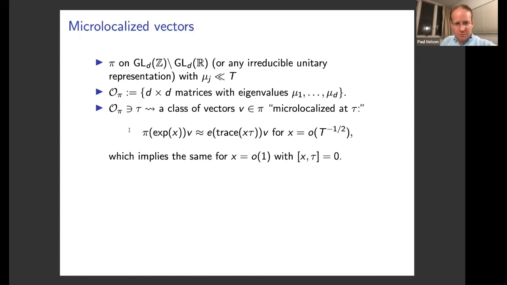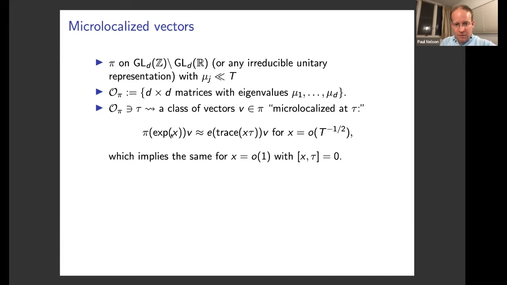So here's where it becomes a bit more informal, but let's try to parse this. Given an element tau of the coadjoint orbit, and I didn't write this, but I'll assume that tau has size comparable to t in magnitude, we're going to attach a class of vectors in the representation that we'll refer to as being microlocalized at tau. What this condition means is what I've written here, and this will take a little bit of time to unpack, but let's just read through it first.